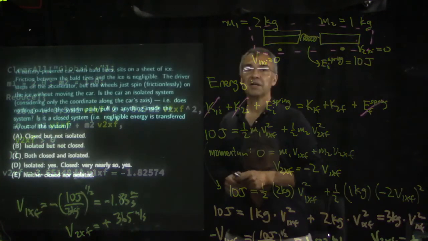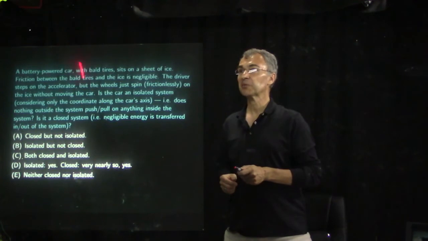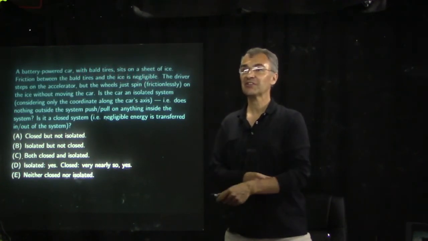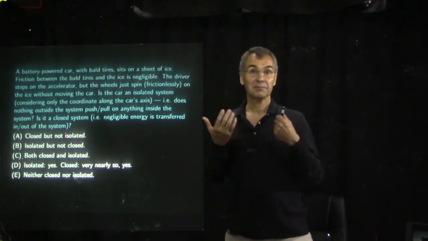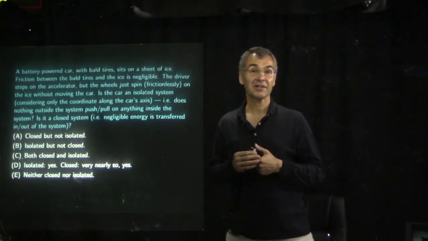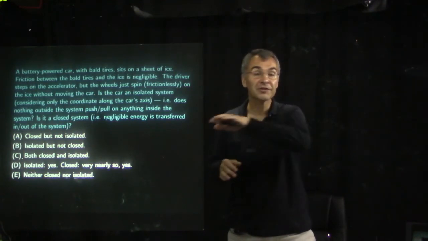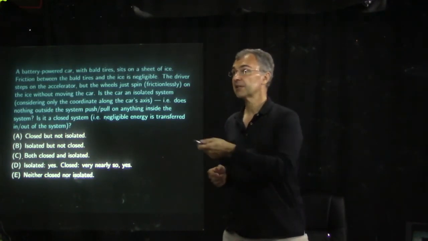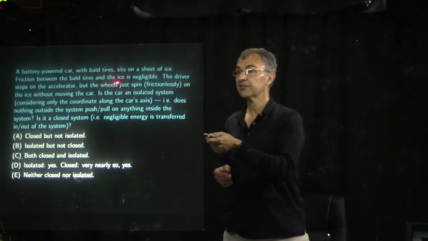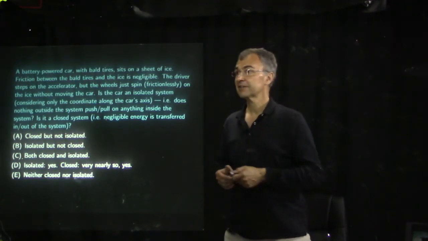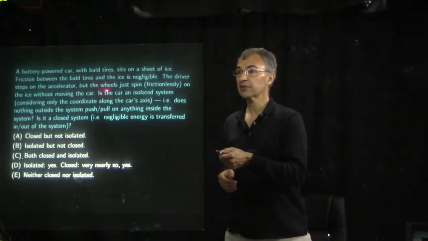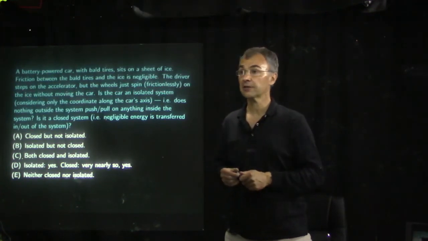Good. A battery-powered car with bald tires sits on a sheet of ice. Bald tires, sheet of ice. That's telling you no friction, so no horizontal interaction with the ice. Friction between the bald tires and the ice is negligible. The driver steps on the accelerator, but the wheels just spin frictionlessly on the ice without moving the car.